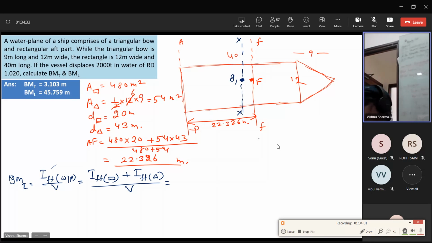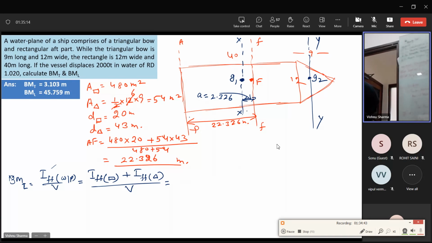Is FF passing through the centroid of the triangle? No. Where is the centroid of the triangle? Somewhere here. I'll have to draw a parallel axis here also. Now, guys, what is this distance equal to? Let me call it A. A will be equal to 2.326. If you put everything on the diagram, it will become much easier. It is 22.326 minus 20 meters. Yes or no, beta? Correct?